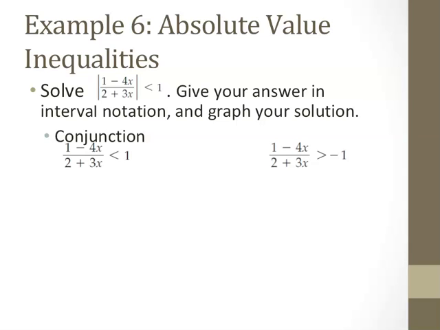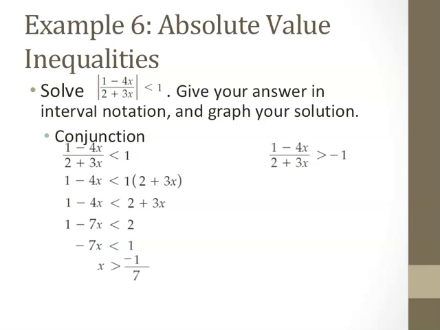Now for the one on the left, we'll go ahead and multiply both sides by 2 plus 3x so that we no longer have a fraction. Multiply that out, and then let's subtract the 3x over to the left. 1 minus 7x is less than 2. We'll subtract the 1 over to the other side. So now we can divide both sides by -7. Don't forget to switch the inequality. So now we have x is greater than -1/7.